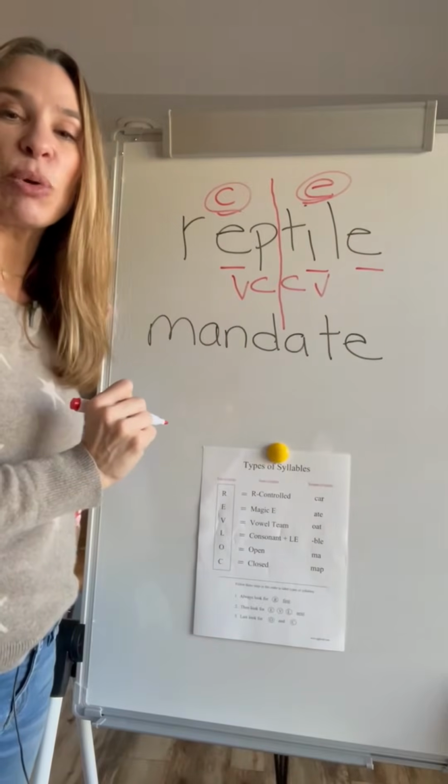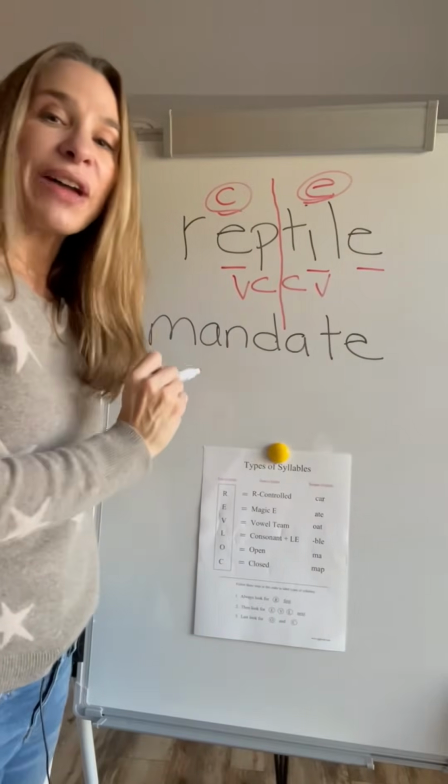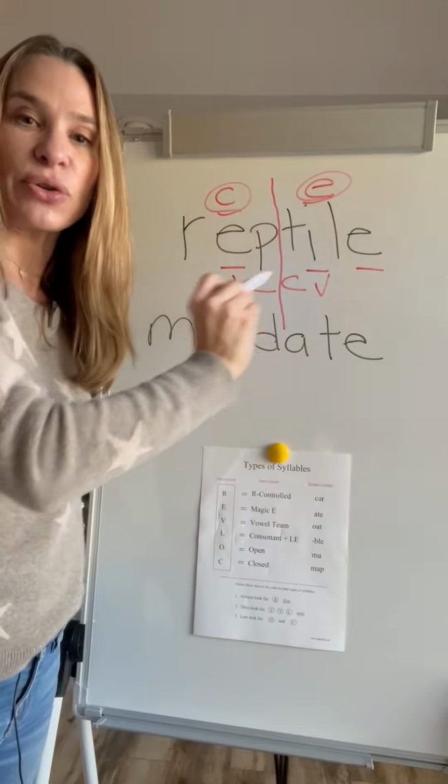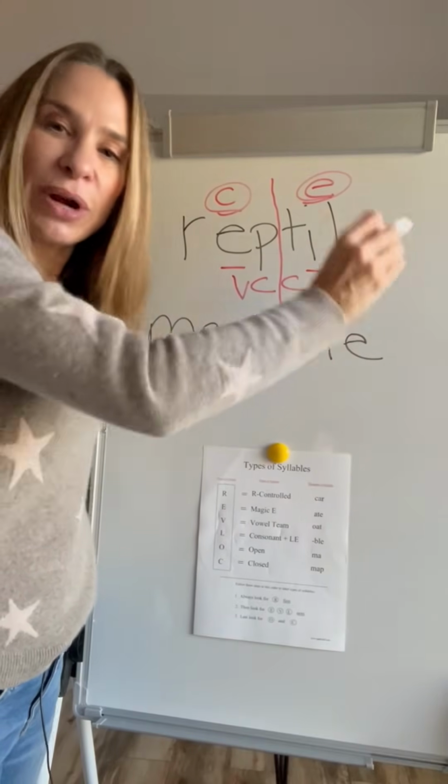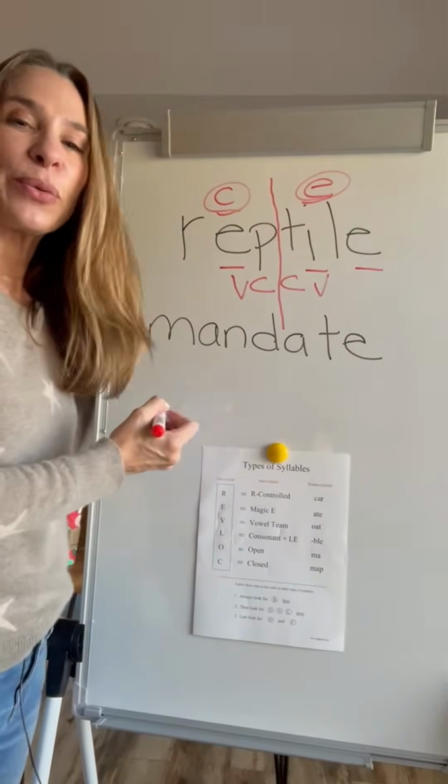Step 4 is to label the syllables. And step 5 is to read slowly, then read faster each syllable. So reptile, reptile, reptile. Now let's do another word.